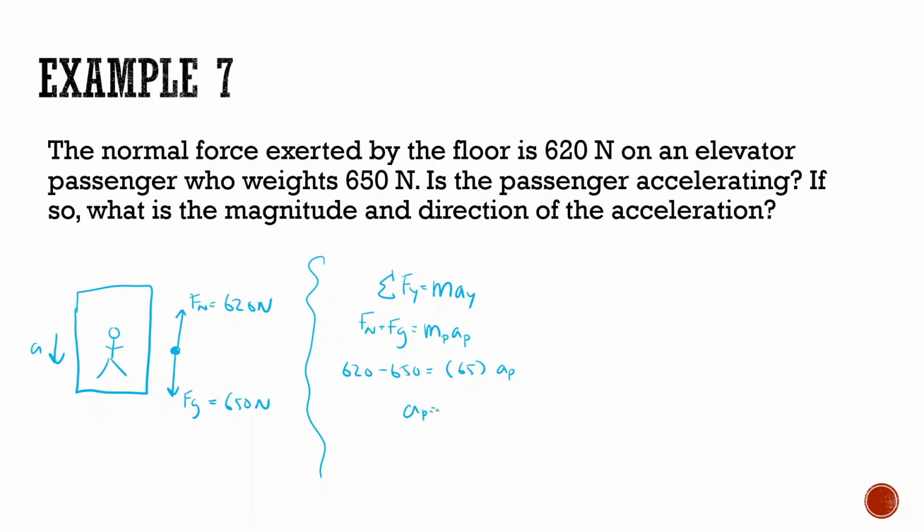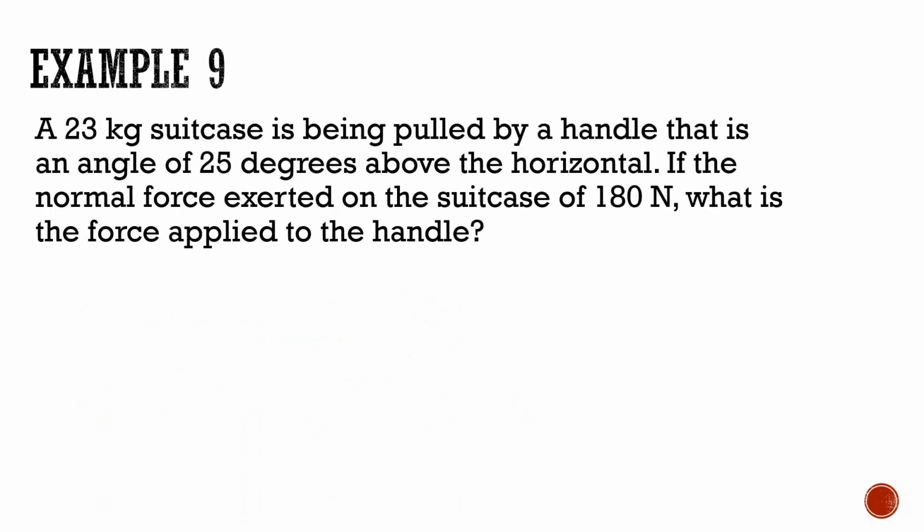So acceleration of the person, let me just do this. 620 minus 650 divided by 65, and we get negative 0.46 meters per second squared. Okay? And that, just like we thought it was going to be down, it shows that it should be down by a negative 0.46. All right. So I believe the last one we're going to do.